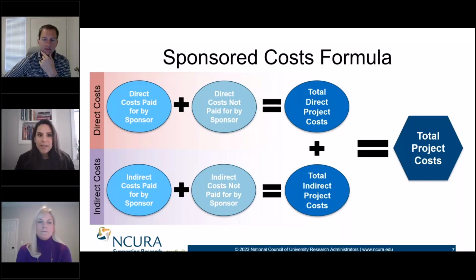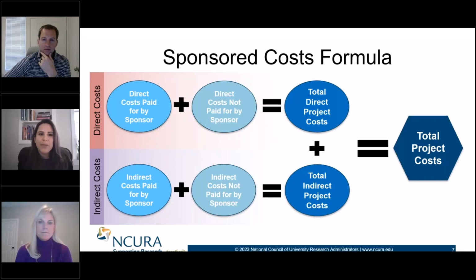Then in that next column, what we have is direct costs. They're not paid for by the sponsor. So we're going to get into who else is paying for it. The sponsor's not paying for it. Who could it possibly be? So we're going to get into that in the next couple of slides. But that would be a cost share component. It's an opportunity for perhaps the institution to be paying for that, or maybe we have another third party that is contributing in some way, shape, or form.